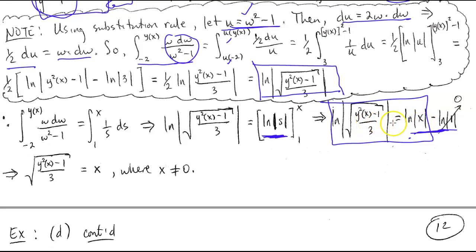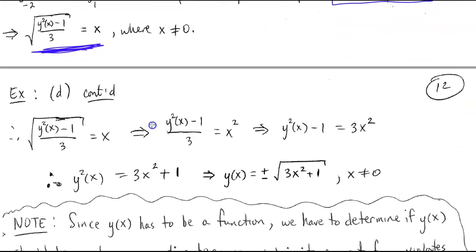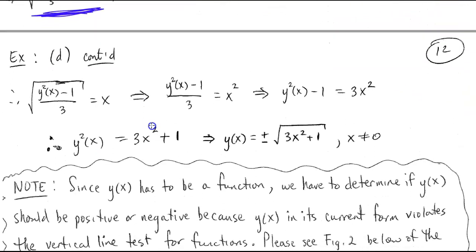So our logarithm properties tell us that if you have log of the same base of something equal to log of the same base of something else, then those two things on the inside have to be equal. And so we end up having this situation here. Now to finish up, we want to solve for y in terms of x explicitly.